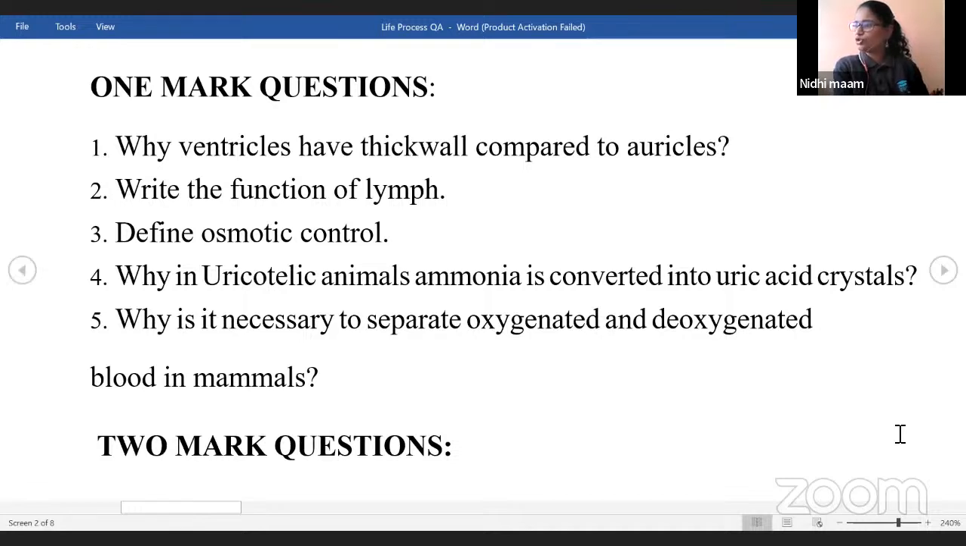So the 1 mark question goes like this. Why do ventricles have a thick wall compared to auricles? If we compare ventricles and auricles, the thick wall will be possessed by the ventricles. Why will the ventricles have the thick wall?